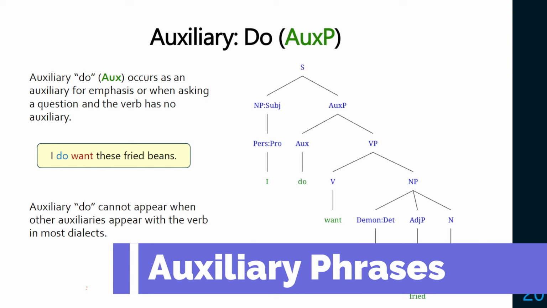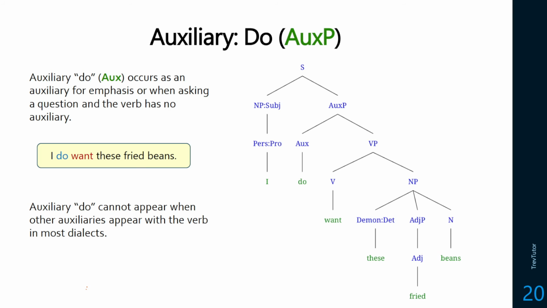The auxiliary do occurs when there is emphasis on the action, or when you're asking a question and there's no other auxiliary that could be moved to ask the question. So in the case of I do want these fried beans, we could just say I want these fried beans. But the do is there specifically for emphasis. So this is why this is an auxiliary, and for this one we just call it aux because of the two purposes it has. It has various meanings depending on the situation.